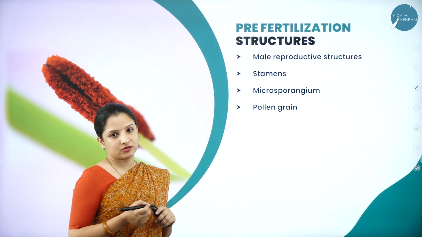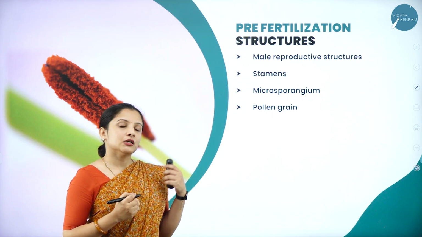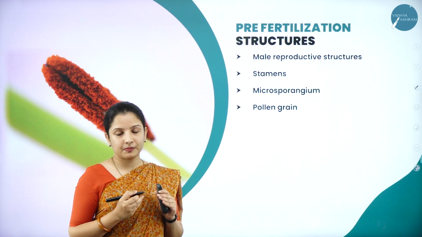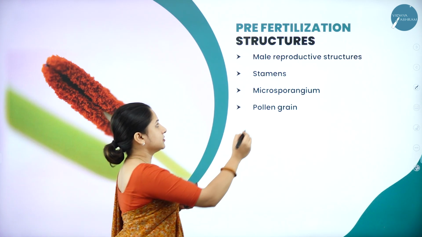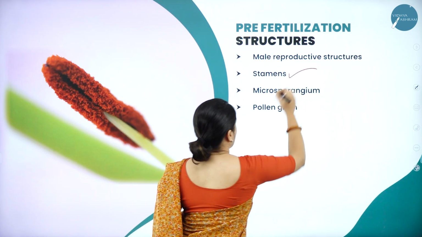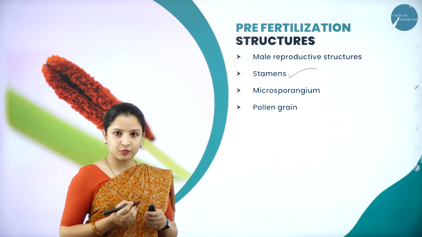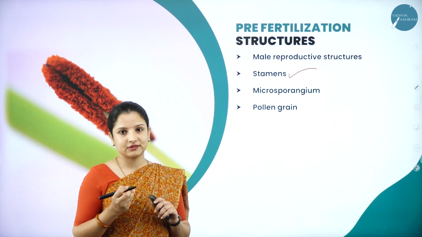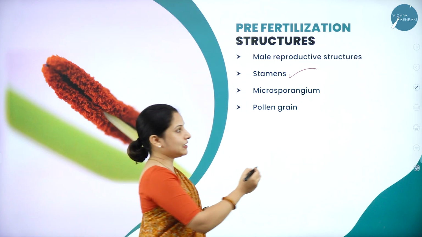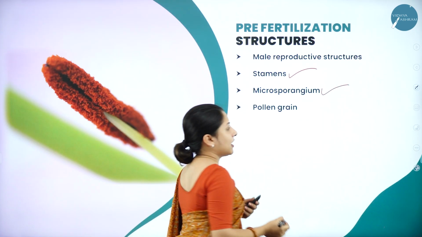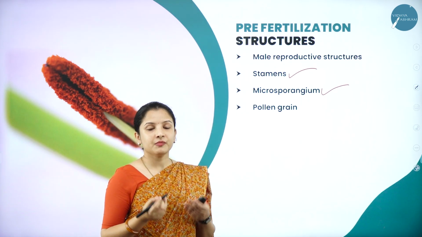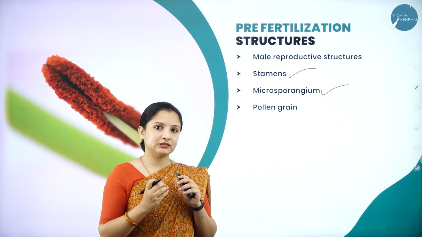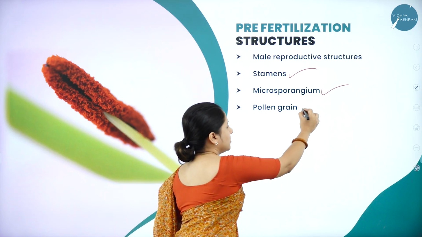The male reproductive structure of a flowering plant, remember, as I told you earlier, is called the stamen. So here the stamens are involved. Then you have the microsporangium. When you take a transverse section or a cross section of a stamen, inside you can see the microsporangium, and inner to the microsporangium there are the pollen sacs. Inside the pollen sac again you will find the pollen grains.